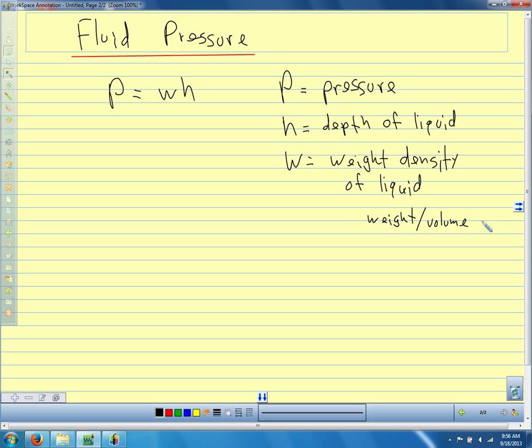Force per unit area. So the force exerted by the liquid is going to be the pressure times the area at depth h. So if we want to know the force that the fluid is exerting on an object, we need to know the area at a particular depth, and that will tell us the force that's exerted at that depth.